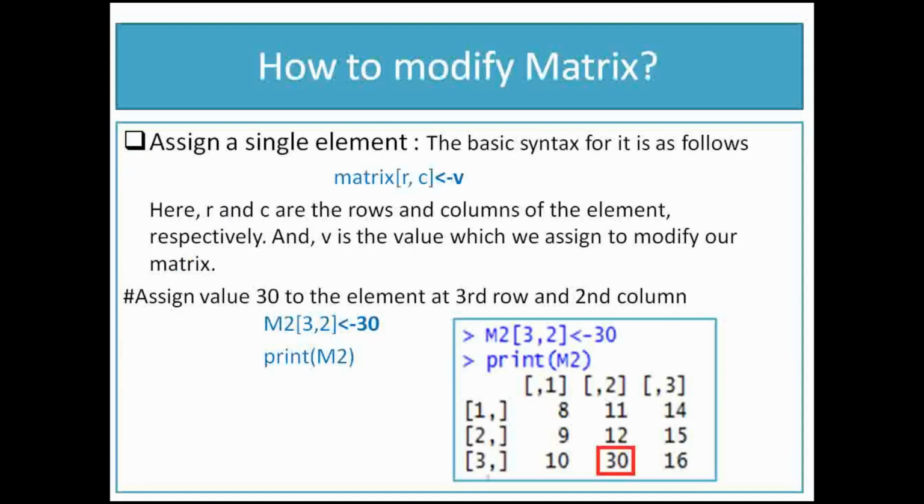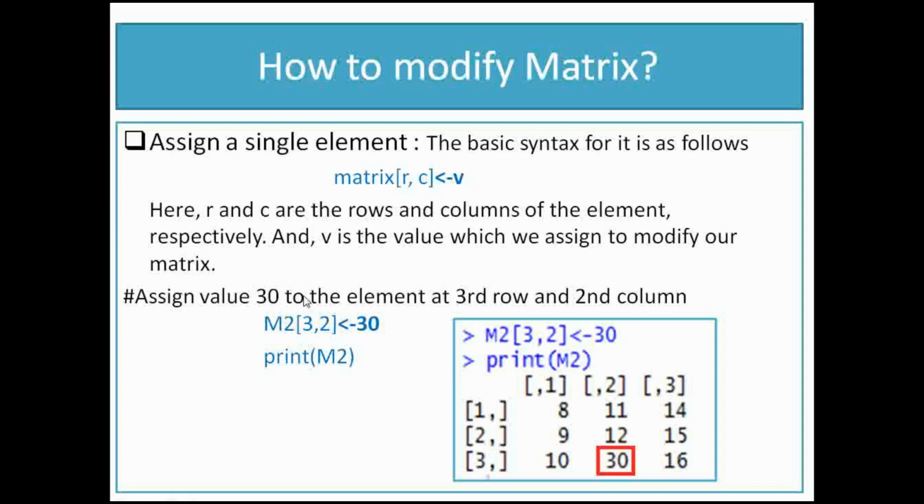Now, how to modify a matrix? We can modify a single element; we can assign a particular value, or replace a particular value. First, we will take the example of how we can assign a value to a particular matrix element. Here again we have to give the matrix name, then the exact position, that means R, C, row number and column number. And V is the exact value you want to assign.